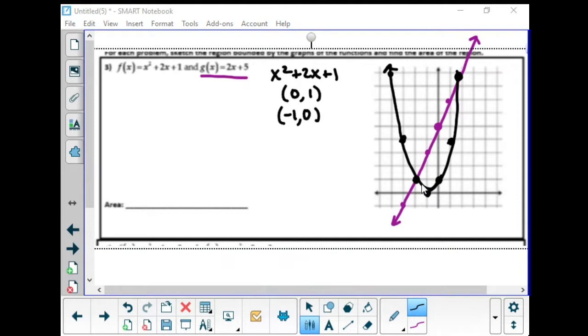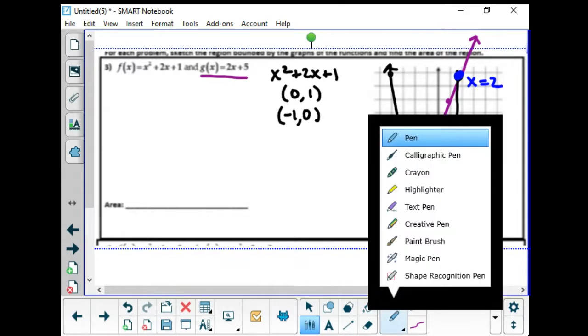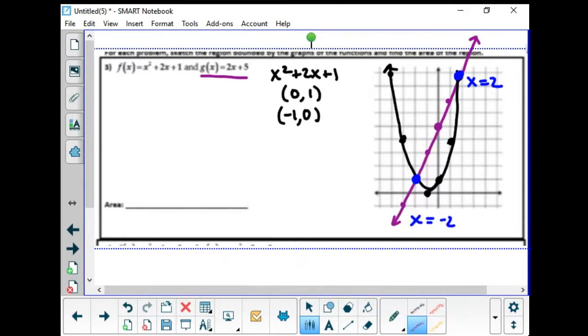Okay. Looking at the graphs, I can see I've got a nice intersection point at x equals -2. I've got another intersection point at x equals 2. The area that I'm calculating is that region.